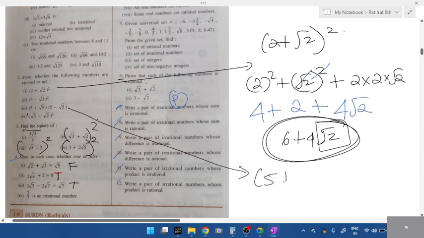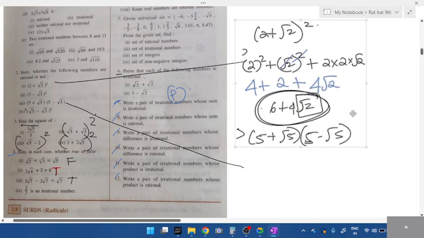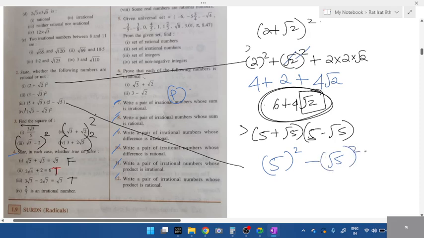How does this one look like? What is (5 plus root 5) into (5 minus root 5)? How does it look like, students, when two same numbers are there, one as plus and the other as minus? Yes, (a plus b) into (a minus b). What is (a plus b) into (a minus b)? a square minus b square. So whenever there is a square minus b square, it is 100% a rational number, students. It will definitely get converted into rational.